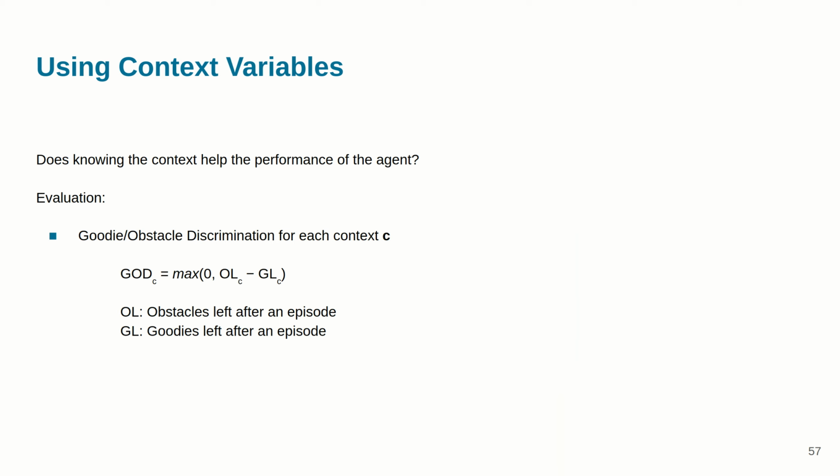In addition to the reward, we would like to evaluate the discrimination ability of the agent in terms of the context. Therefore, we propose to use goodie obstacle discrimination, which is a simple measure that measures by the end of the episode how many obstacles have remained and how many goodies have remained. What we would like to have is 0 remaining goodies and maximum remaining obstacles, which in this case is 2.